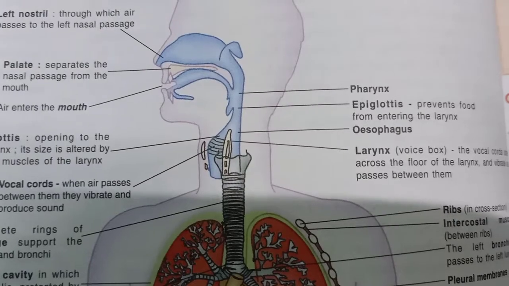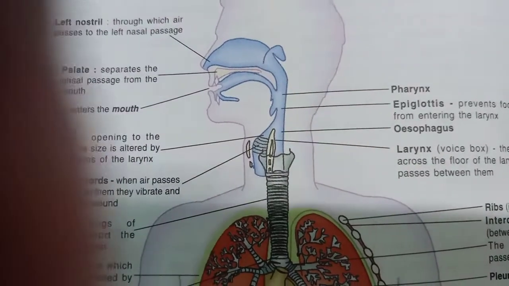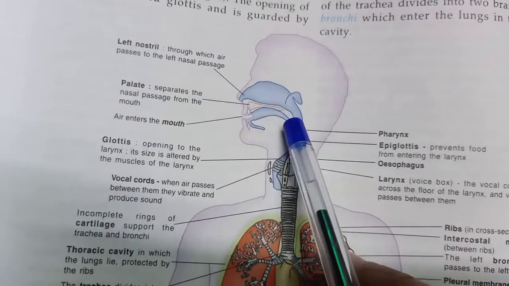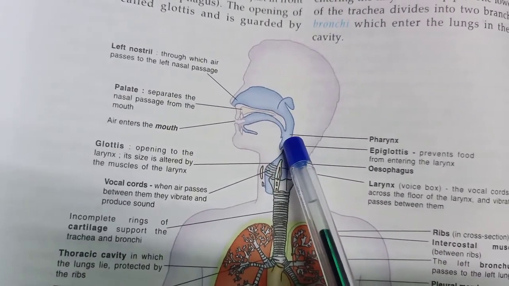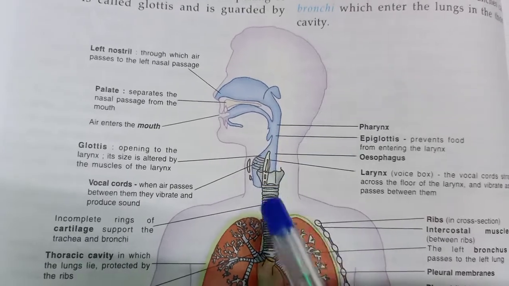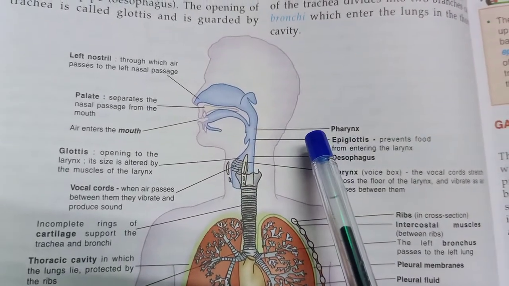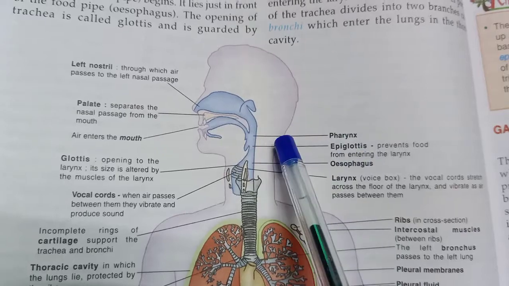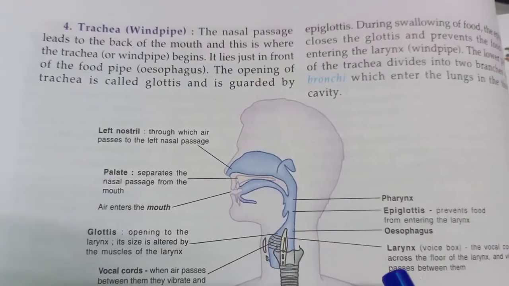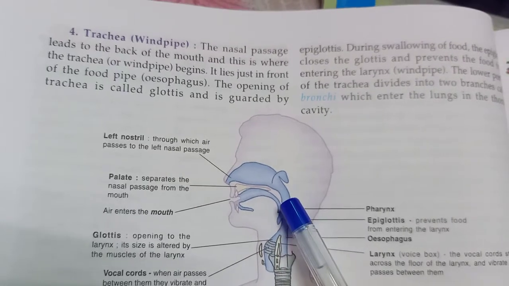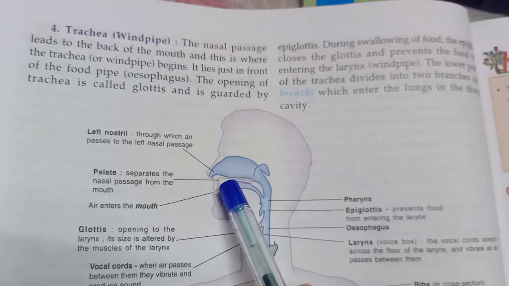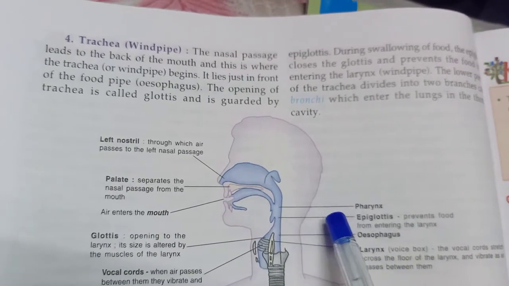Second, I'll show you pharynx. This pipe you can see here is known as pharynx, and it is common between the food pipe and the windpipe. It is a common passage for food as well as for air. So this one is nostrils and this one is pharynx.